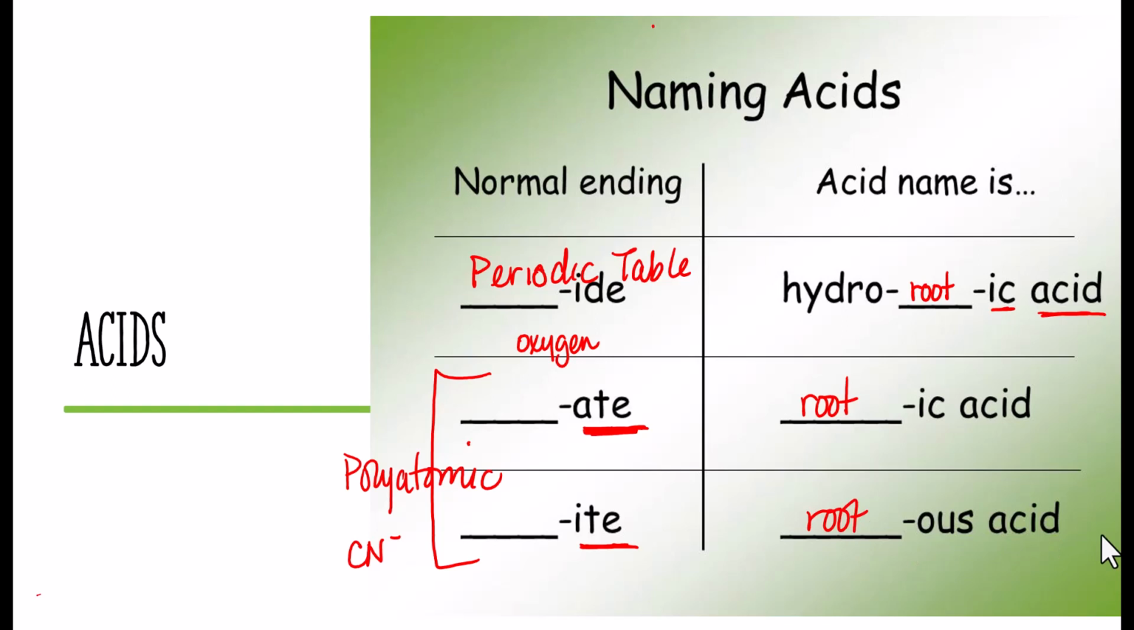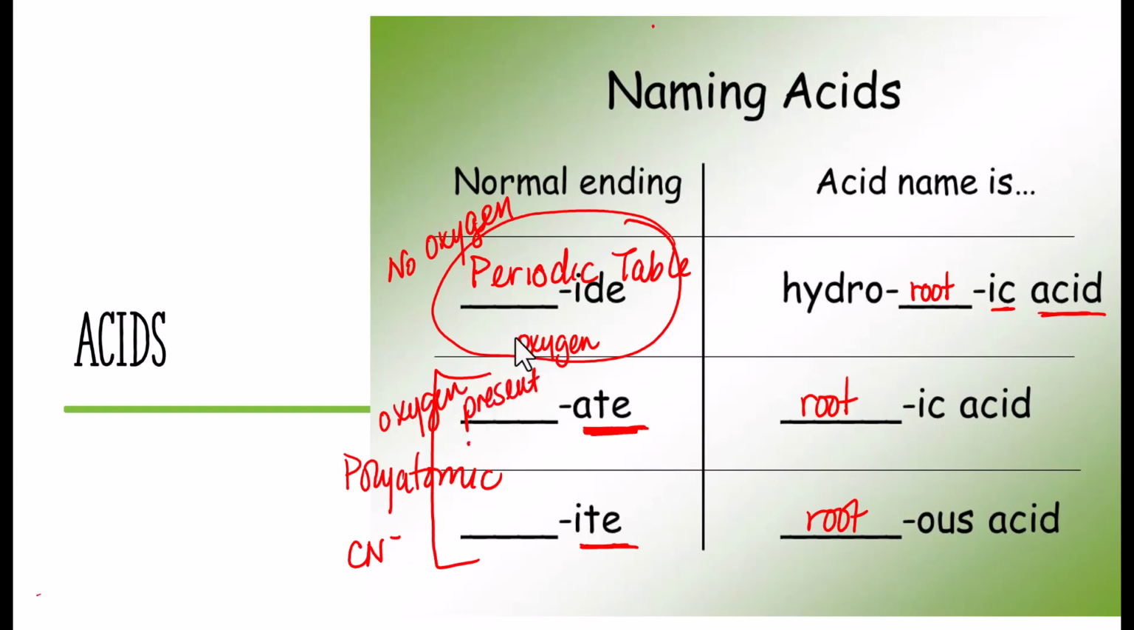Periodic table, which means there is no oxygen. And polyatomic, where oxygen is present. So if it's off the periodic table, we know it ends in IDE usually. So the general format for writing an acid is hydro root ic acid. If there's oxygen present, there's some exceptions. It's going to end in an ate or an ite. And so this is going to be root ic acid or root ous acid.